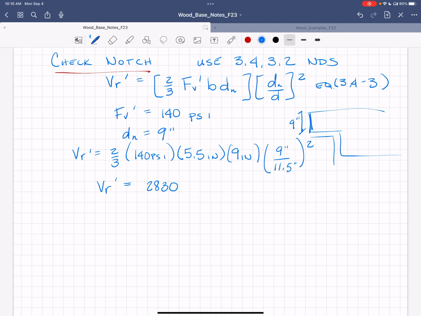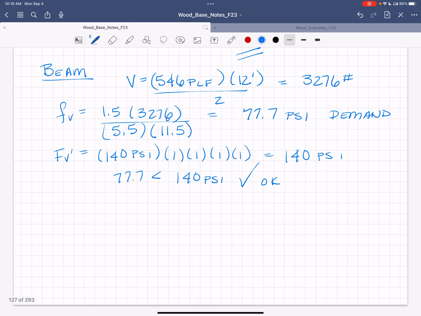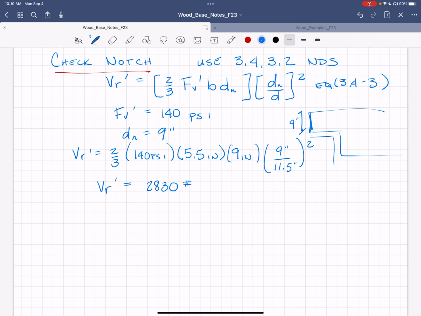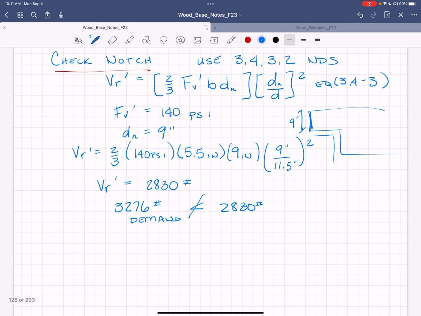pounds. All right, so our demand, if we look back here, was in pounds, because we're going to use this when we're looking at notches, was 3276. So I've got 3276 pounds of demand. It's not less than 2830 pounds allowable, adjusted. Okay, so it was okay in shear until we got to the notch piece. And so the notch piece is not okay.